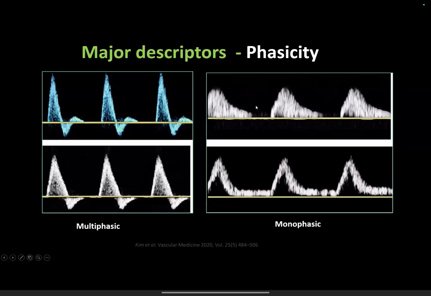This is monophasic flow. There is continuous forward flow in one direction only. This is continuous monophasic flow throughout the cardiac cycle. Here there is loss in the diastole. But this is monophasic. We use this term monophasic.